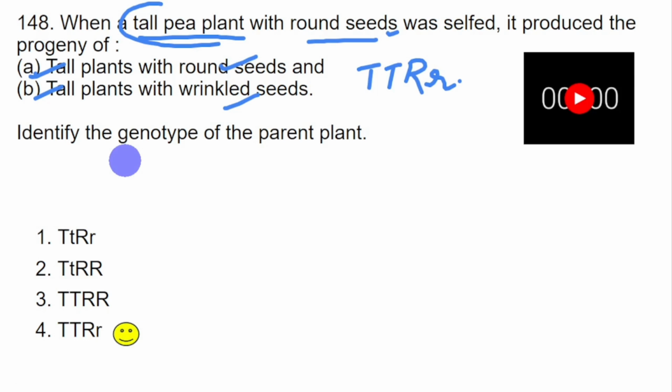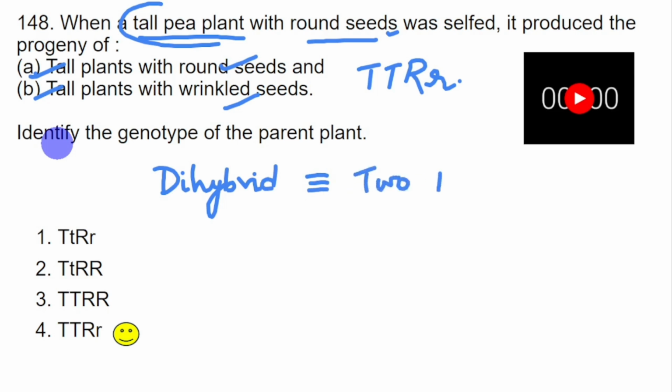So how do you do it? What will be your approach at the time of the exam? Instead of considering this as a complicated dihybrid, you crack it by considering it as two separate monohybrids. So this will be your approach. First, consider a dihybrid as two monohybrids. Focus only on the height portion, and then on the seed shape, whatever is given.